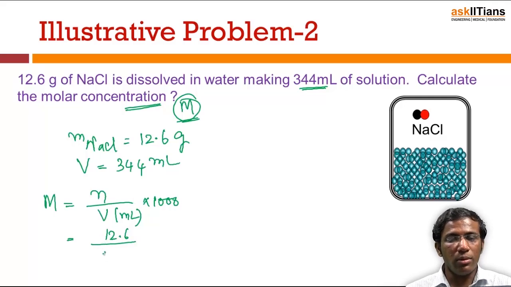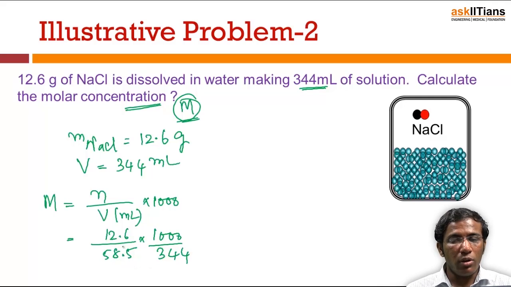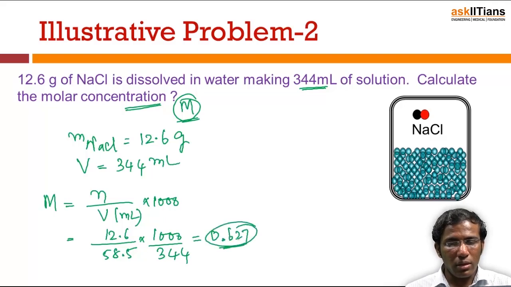divided by the molecular mass of NaCl. How much is it? It is 23 plus 35.5, which is 58.5. So 58.5, this is the number of moles, into 1000 divided by the volume, 344 ml. If you calculate this, we can get the molarity easily. That is around 0.627 that you will get.